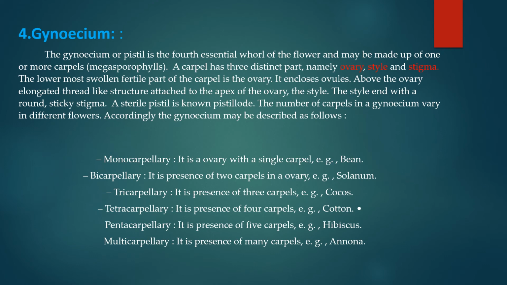A sterile pistil is called pistillode. The number of carpels in a gynoecium varies in different flowers. Accordingly, the gynoecium may be described as follows. If the flower is having a single carpel, it is called monocarpellary. Example, bean. Then bicarpellary is the presence of 2 carpels in the ovary. Example in case of Solanum, where if there are 2 carpels, it is called bicarpellary condition, and this is seen in case of Solanum.